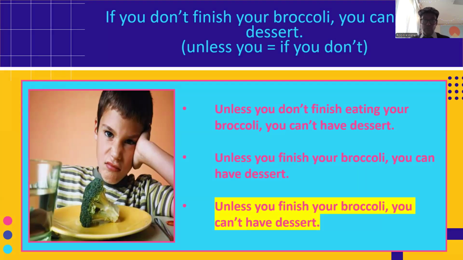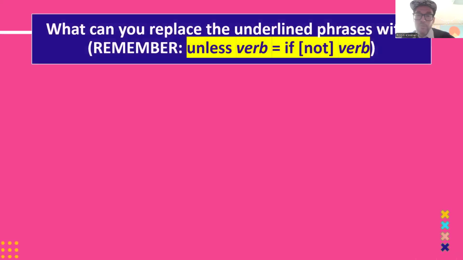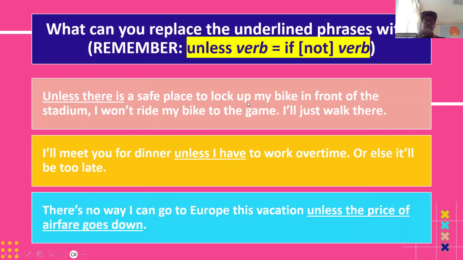All right. So just remember, unless, and the subject can change, of course. In this sentence, you is the subject. But unless blank has the same meaning as if you don't, or if the subject doesn't blank. Because unless is a type of condition, even though it doesn't have if in the actual word or expression itself, but it's built in. It acts as if it has an if. All right, so again, unless verb means if, not the verb. So take a look at these three sentences.